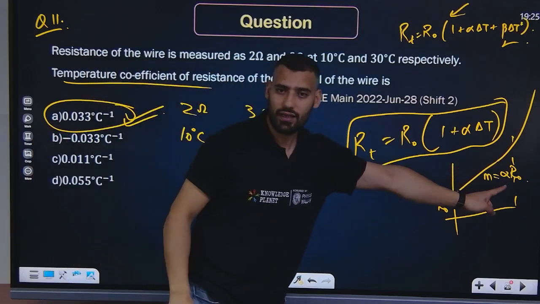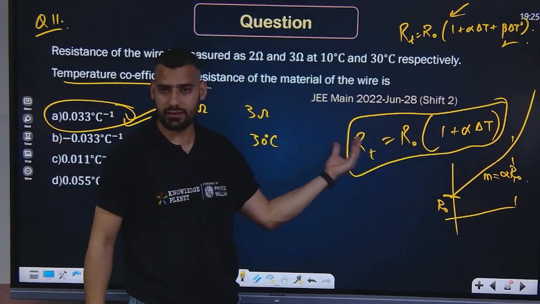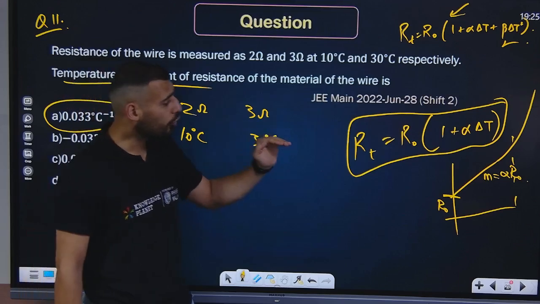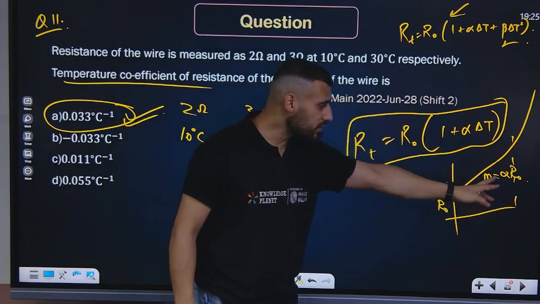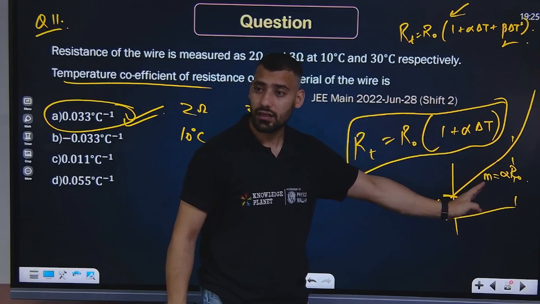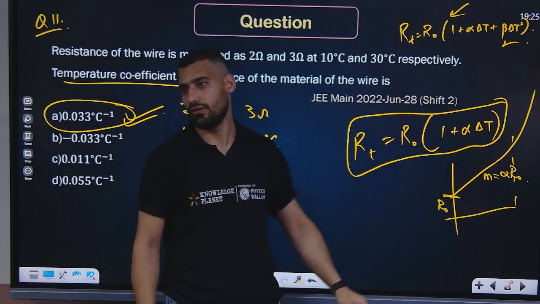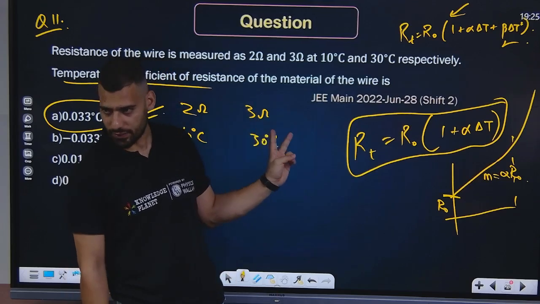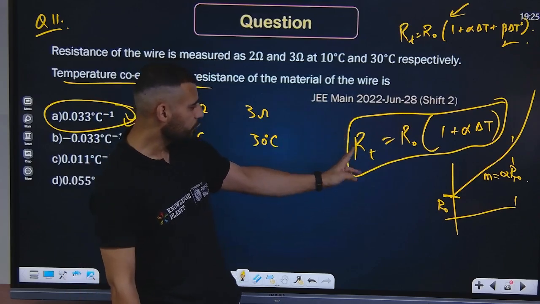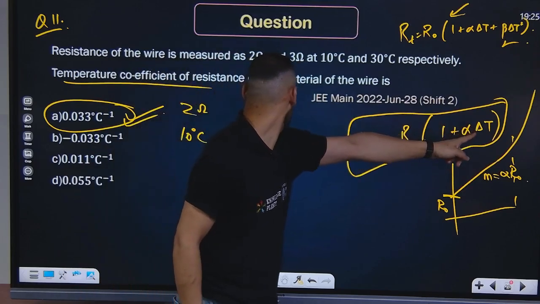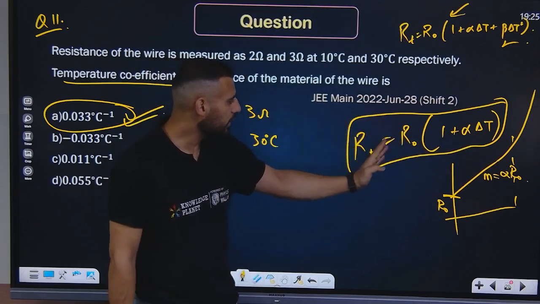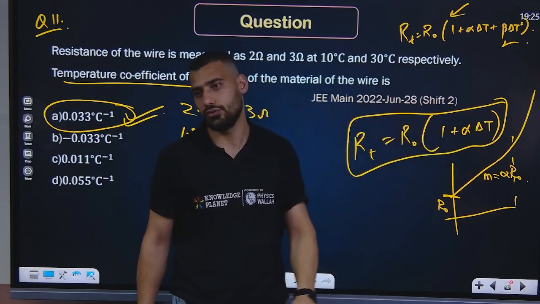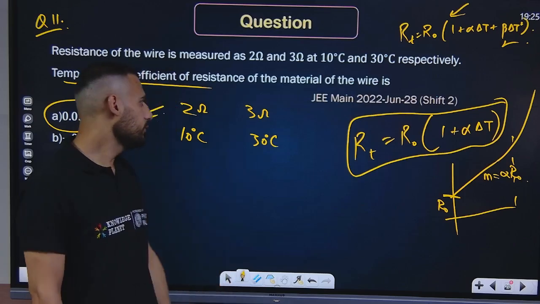If it was only alpha, then simply put 2 here, 3 here, the difference between the two temperatures. It's a linear graph, understand? You can always do this. But the problem is the slope is not alpha, it is alpha R naught. So you need to know R naught. Is that fine? That is why write down 2 equations separately. For 2 ohm, it will be 2 R naught, 1 plus alpha 10. For 3, it will be 3 R naught, 1 plus alpha 30. Fine? Divide the 2, find the solution. Is that fine?